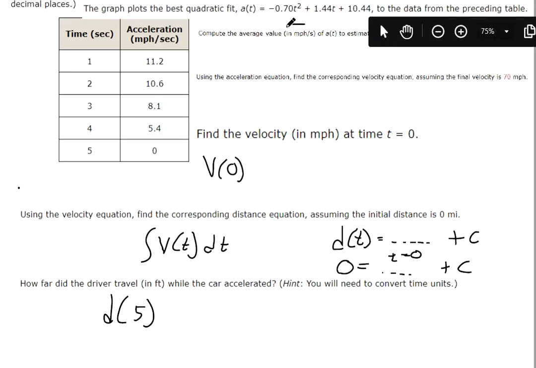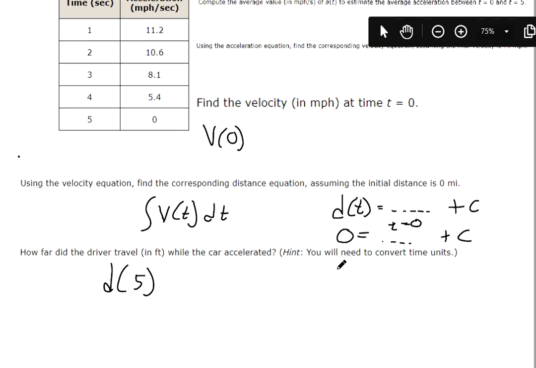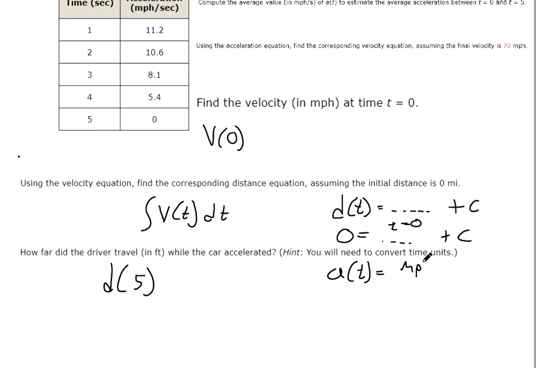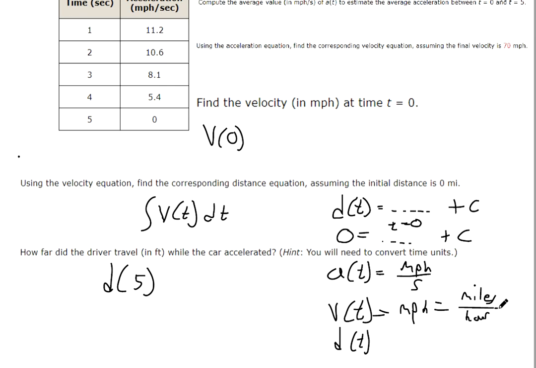Because if we go back, this is miles per hour per second. So think about the units of acceleration. The units of acceleration, they said, was miles per hour per second, okay? Velocity was the antiderivative of acceleration with respect to seconds, with respect to time. So it became miles per hour. And then for distance, here's another way to write miles per hour.